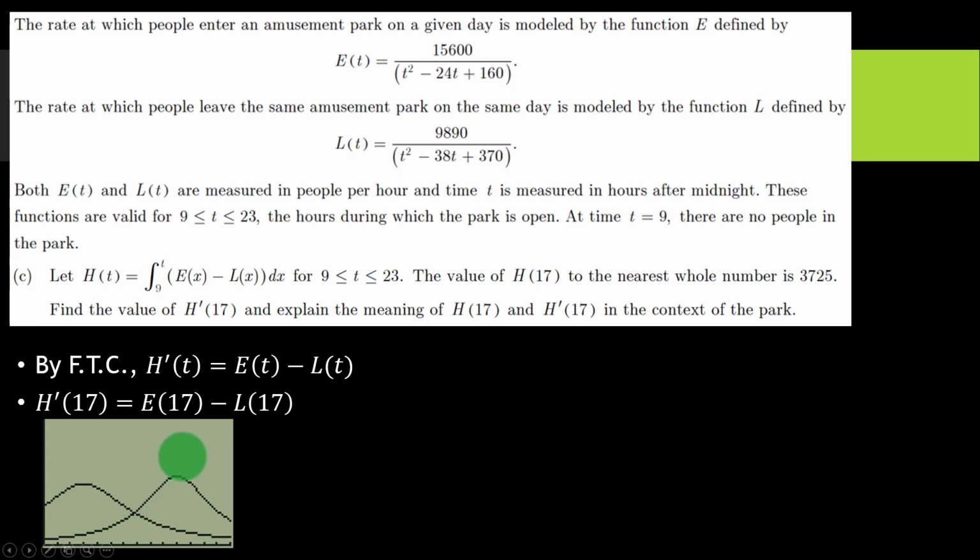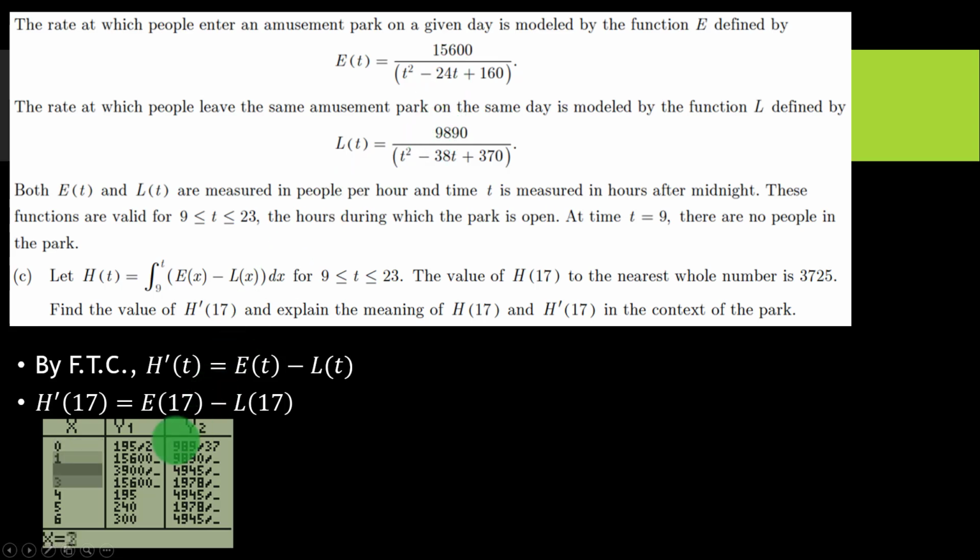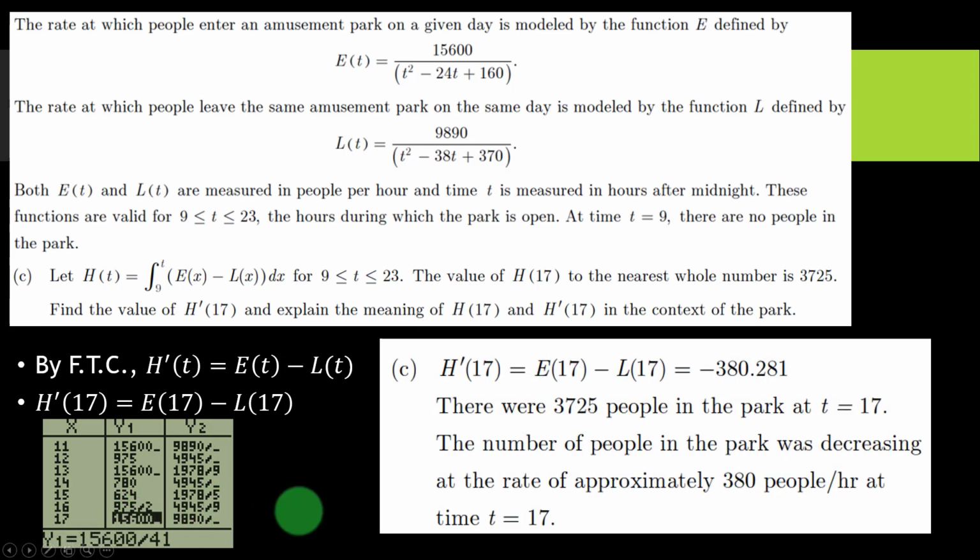And if you look at the table, it's just another way of doing it. You can, of course, just plug in. That's fine. But I went to the table, and then you can take these two values at 17 and subtract those. And when you do that, you'll get negative 380.281.